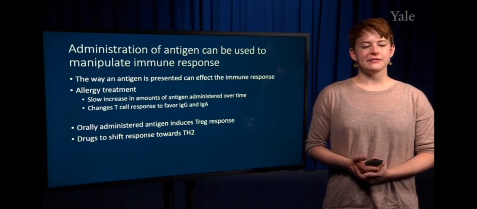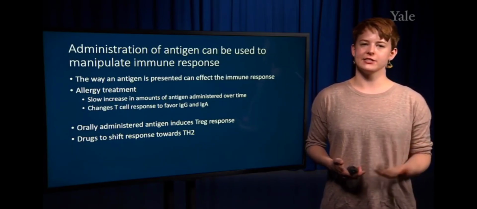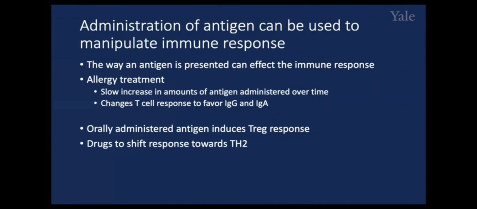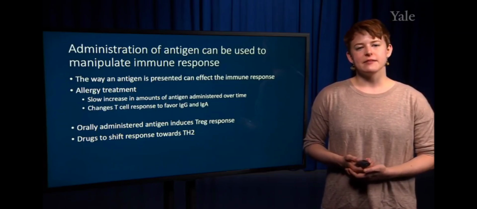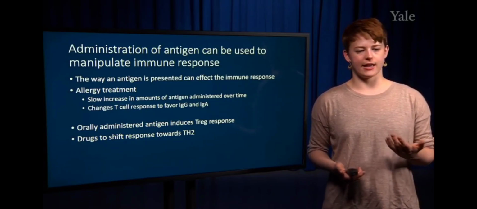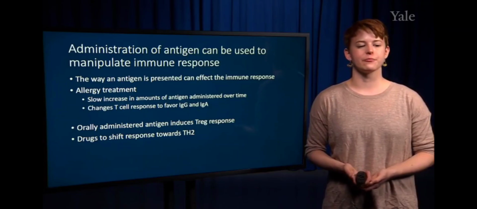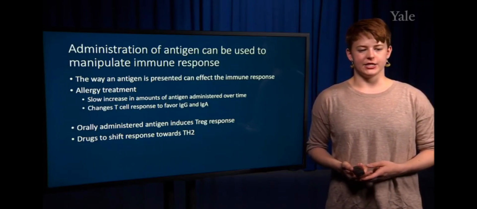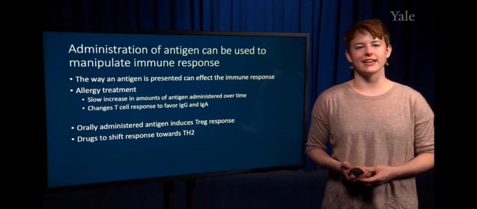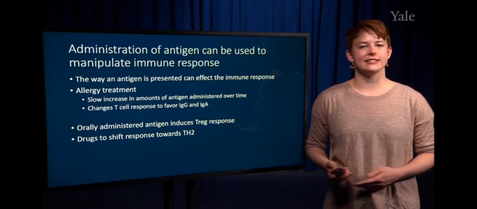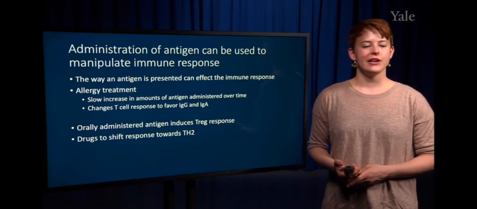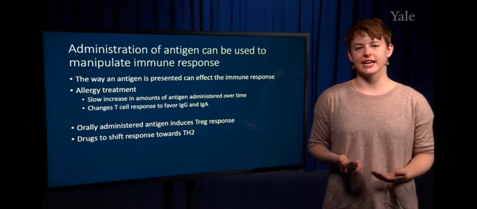We also need to talk about how the administration of an antigen or a therapy can be used to manipulate the immune response. We'll talk about this in the allergy lecture, but one common treatment now for allergy is to give small amounts of the antigen, for example peanuts, and slowly increase the amount of antigen given to the patient. Over time, this helps the patient's immune system shift towards an IgG and IgA response, which is less harmful than IgE. If you orally administer an antigen, this can induce oral tolerance, like we discussed in the mucosal immunity lecture, and this helps induce a Treg response. And finally, you can also give drugs that help shift the response generally towards a Th2 response, which is often less damaging.